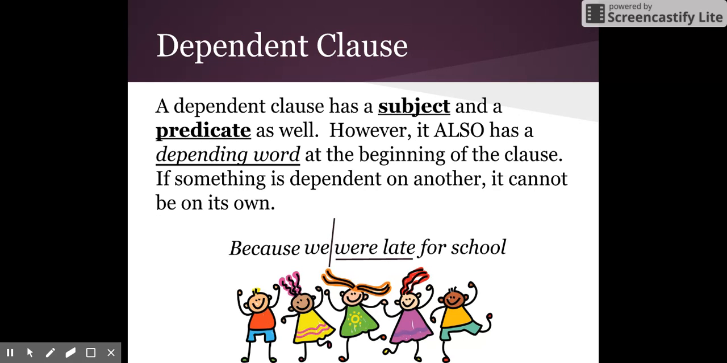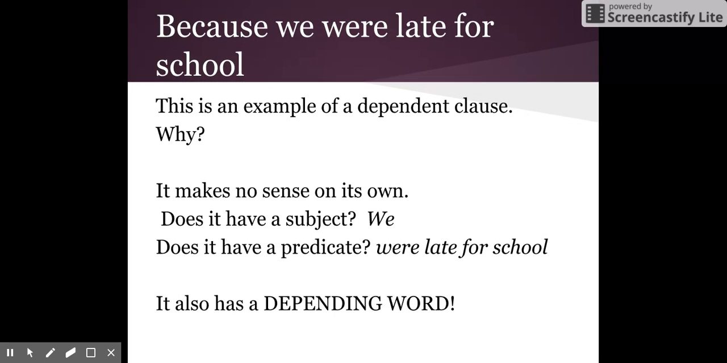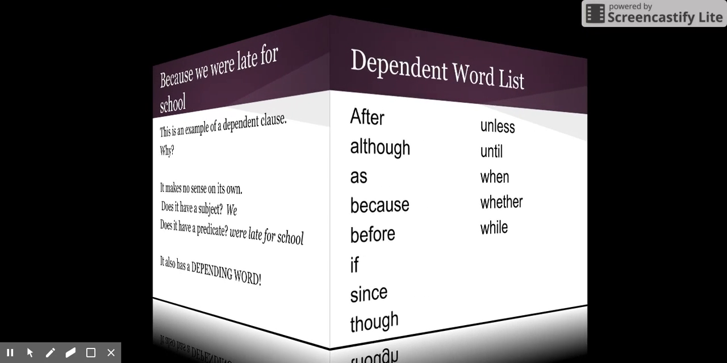If you said this phrase by itself, because we were late for school, people would look at you funny, like, where's the rest? Even though there's a subject and a predicate, there is a dependent word at the beginning, making sure that it doesn't really sound like that's all you have. It needs something else. It makes no sense on its own. It has a subject, it has a predicate, and it has that dependent word.